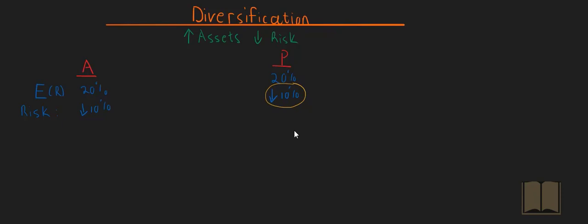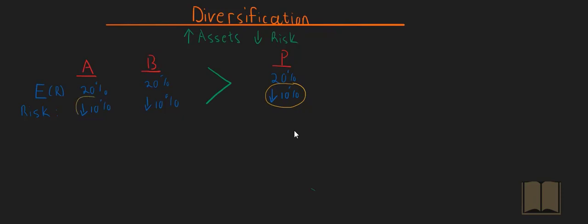So let's say you added another asset, call it asset B. And asset B displayed the following properties. It had the same expected return as asset A, and it had a risk that is the same as the risk of asset A. Would this serve to reduce the risk in your portfolio? Well, the answer is no.